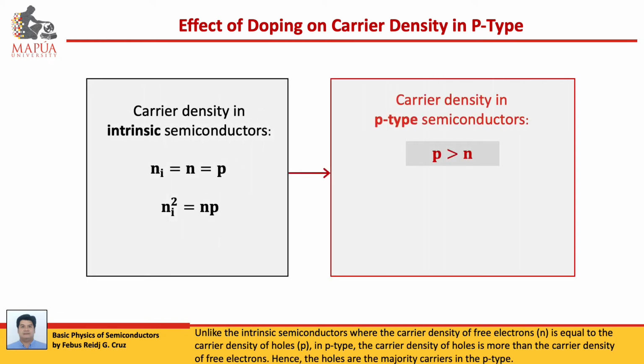Unlike the intrinsic semiconductors, where the carrier density of free electrons N is equal to the carrier density of holes P, in P-type, the carrier density of holes is more than the carrier density of free electrons. Hence, the holes are the majority carriers in the P-type.